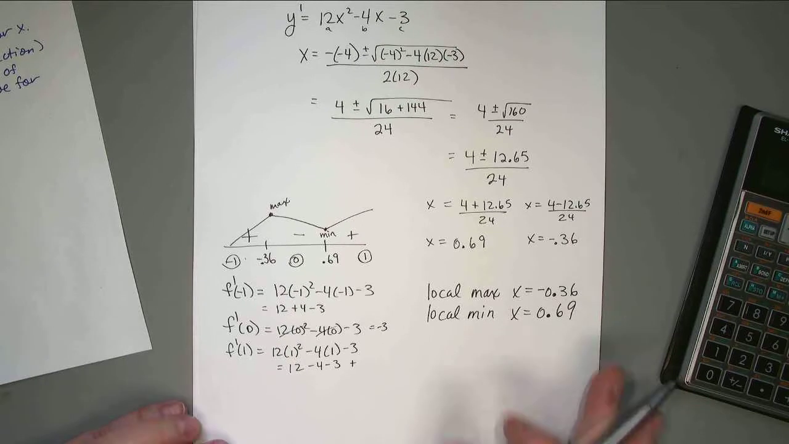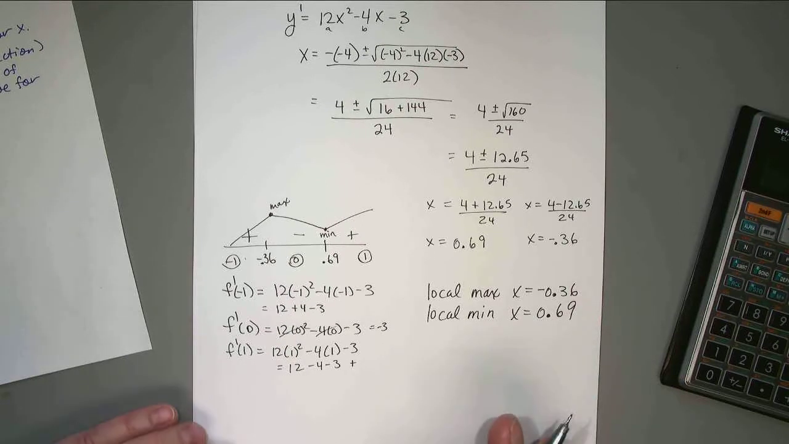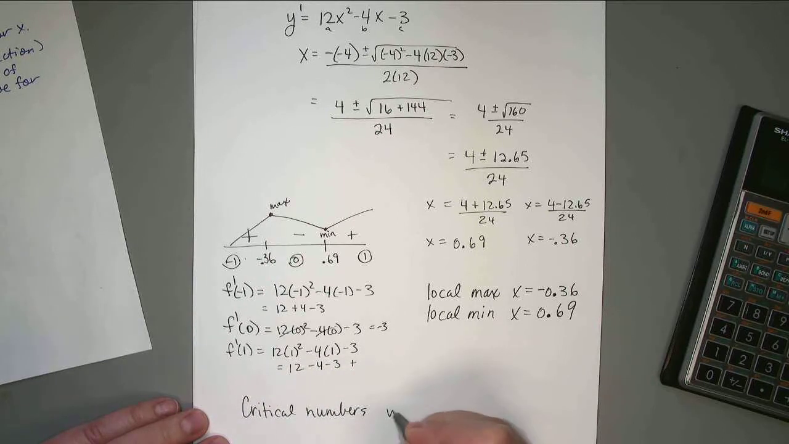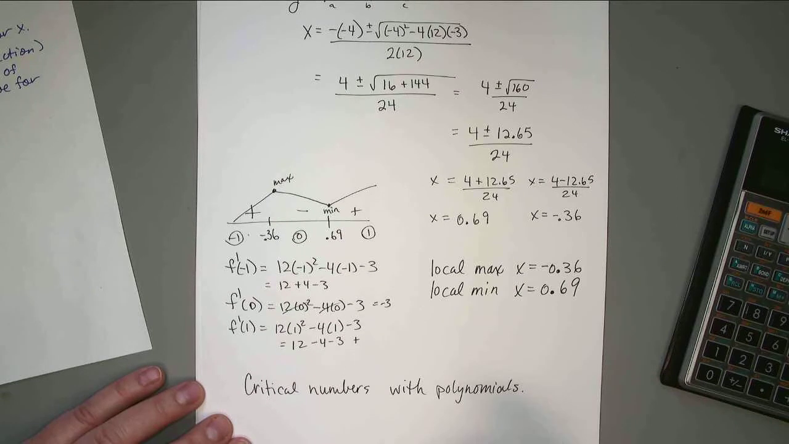Okay, so that's basically critical numbers with just polynomials. Okay, and then what we'll do next is critical numbers with fractions. So we're going to see that example next.